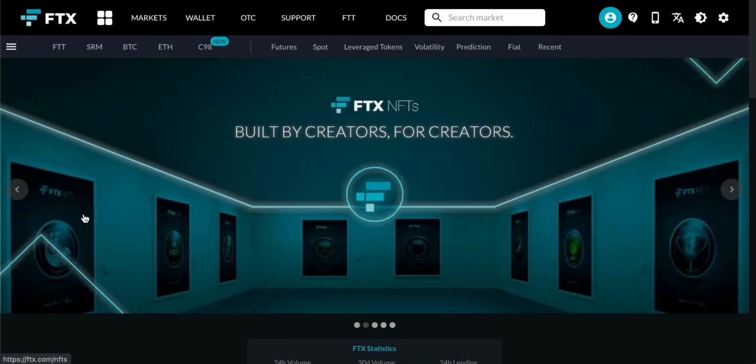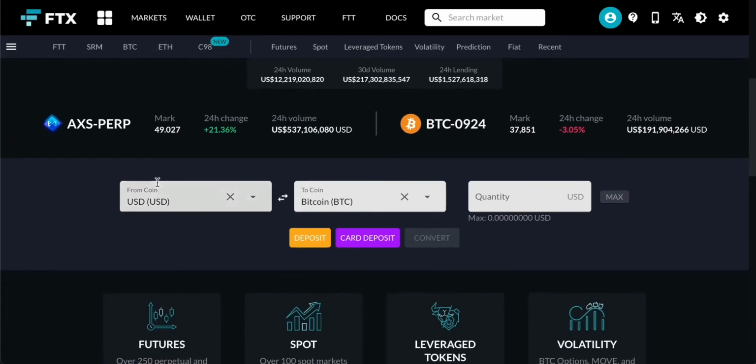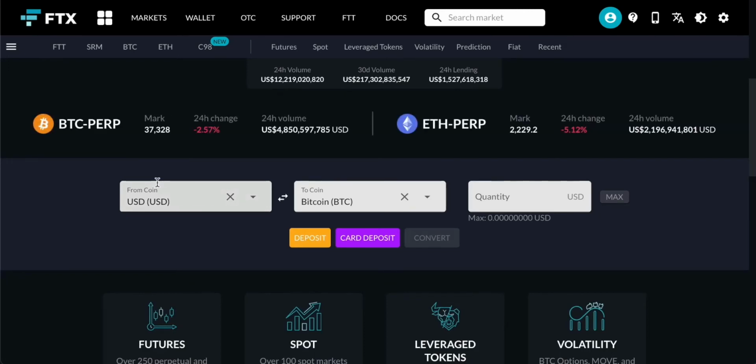So if you have some fiat currency on your account and you want to go ahead and buy some cryptocurrency, the first easiest way is to go to the FTX homepage, scroll down a little bit, and you will have this easy convert feature. In fact, you don't even need to do the deposit first.